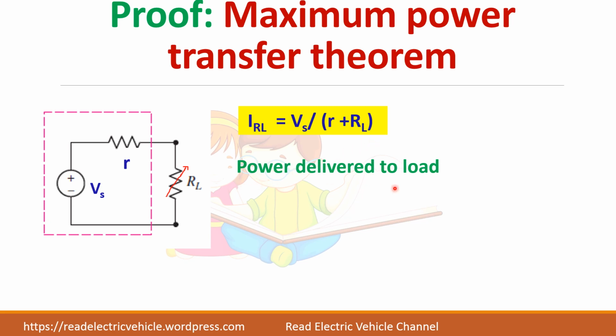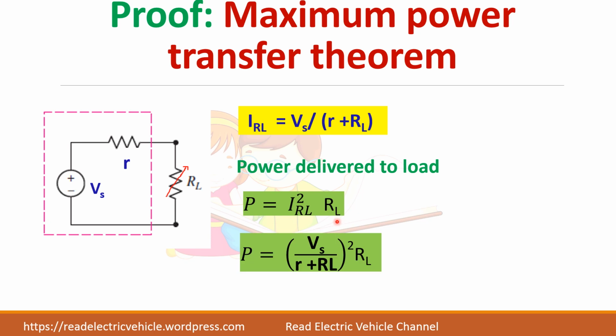What is the power delivered to the load? Power is equal to I square into this RL, that is the load resistance. So substitute here. So this is the power delivered to the load. Now let us derive the condition at which the maximum power will be received by the load.